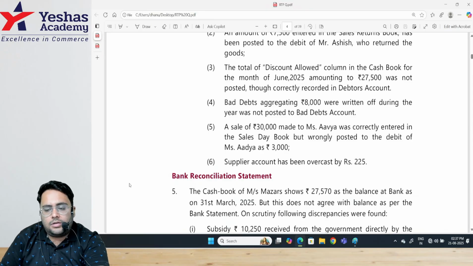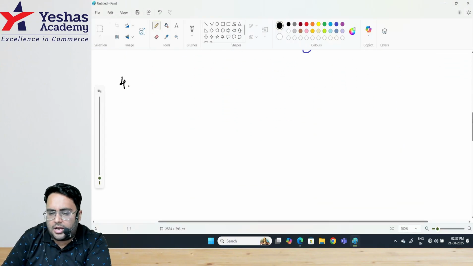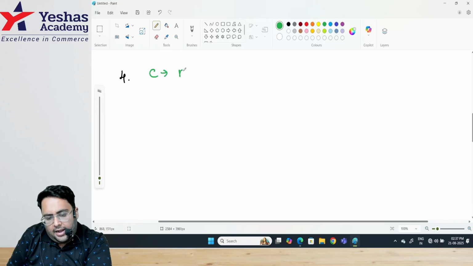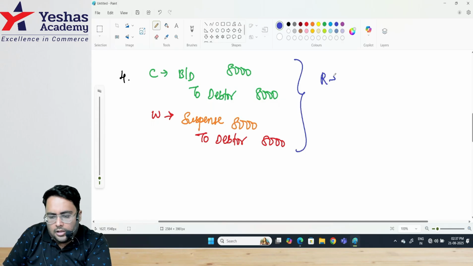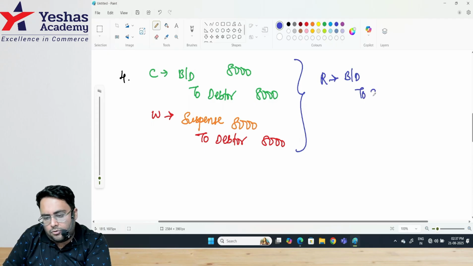Bad debts aggregating to 8,000 were written off during the year, not posted to bad debt account. Very simple. What is your correct entry for bad debt? Bad debt account debit to debtor. Is it 8,000? Yes, sir. Was not posted to which account? Bad debt account. So debtor account they have posted, bad debt account not posted. You will get suspense on the debit side. Similar to the previous case, what is your rectification entry? Bad debt account debit to suspense account, 8,000.